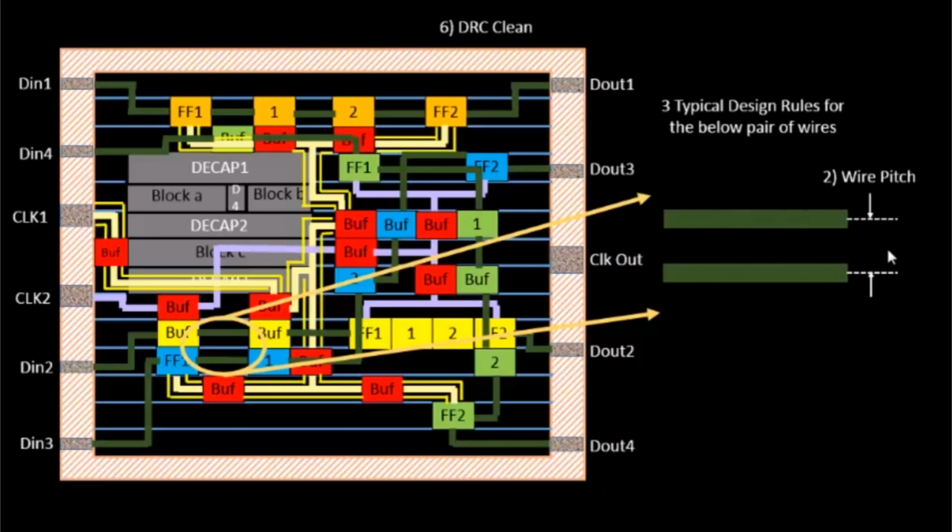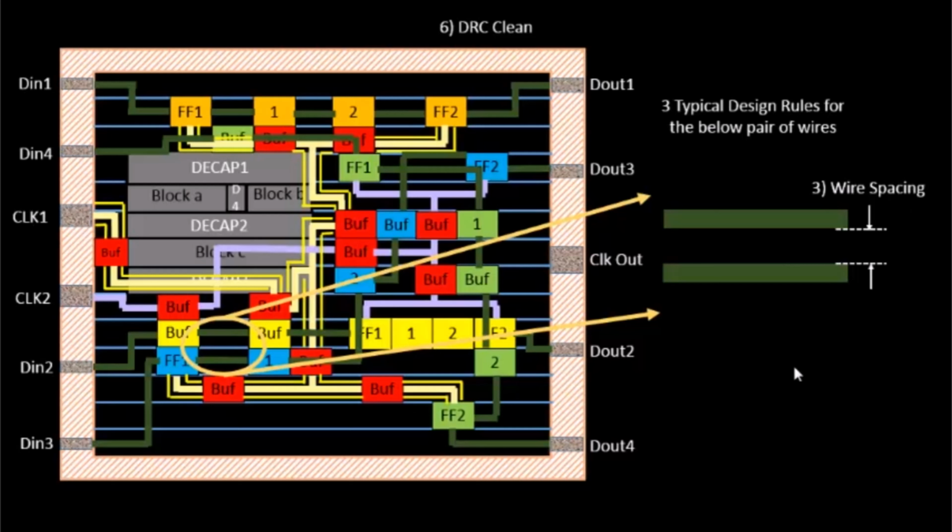There is a third rule, one more rule that the pair of wires has to follow, and that is the wire spacing. It says that the minimum spacing between these two wires should be at least this much. It can't be less than this. It can be more than this, but it can't be less, because it won't get printed on silicon as per the optical lithography rules.